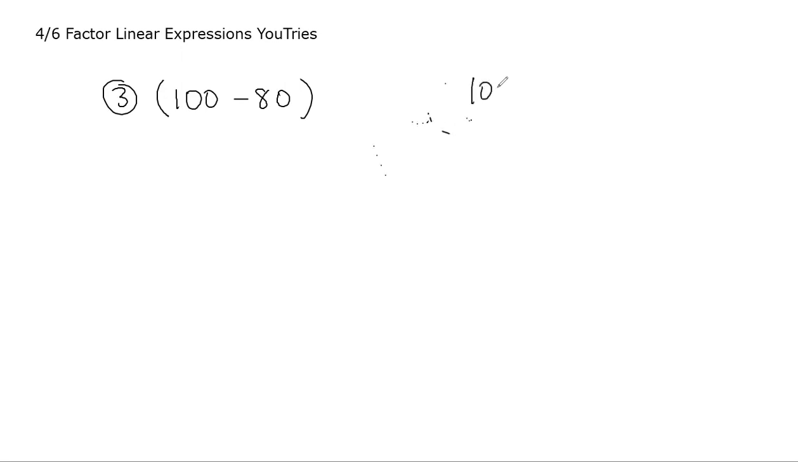So 100 is 20 times 5. 80 is 20 times 4. Okay, 5 and 4 don't have anything in common. So I know 20 is indeed the greatest common factor.